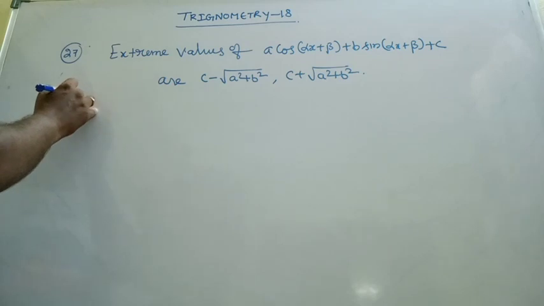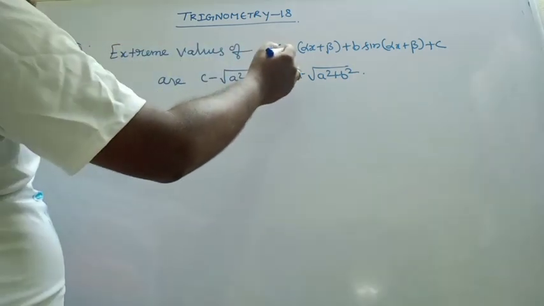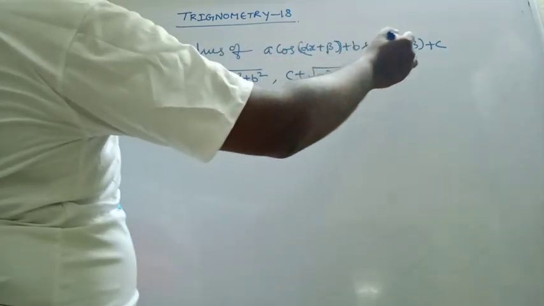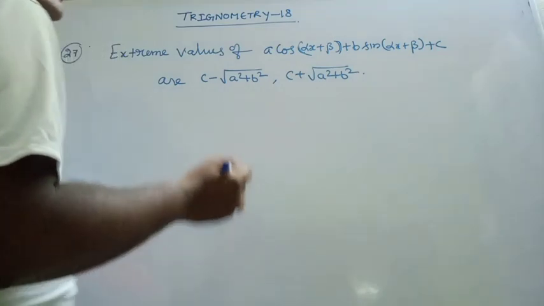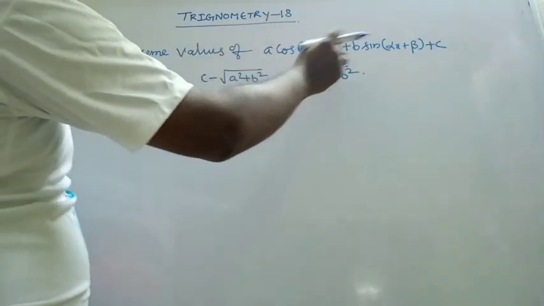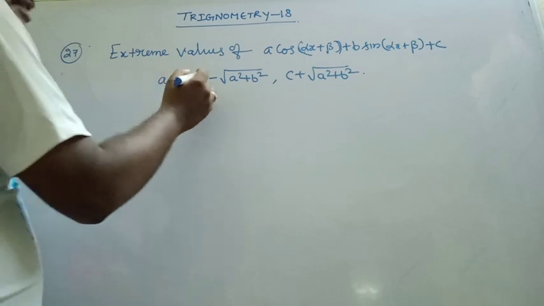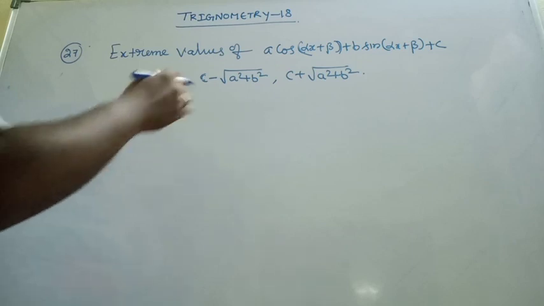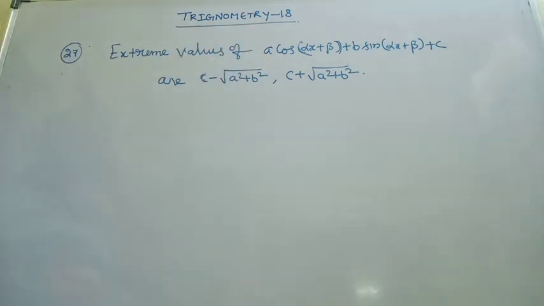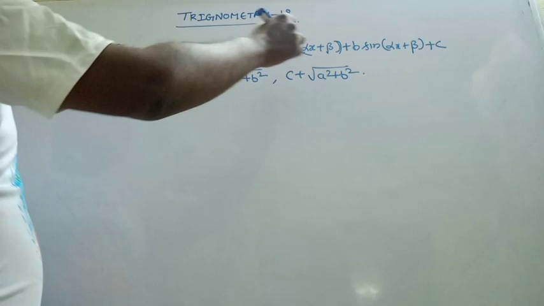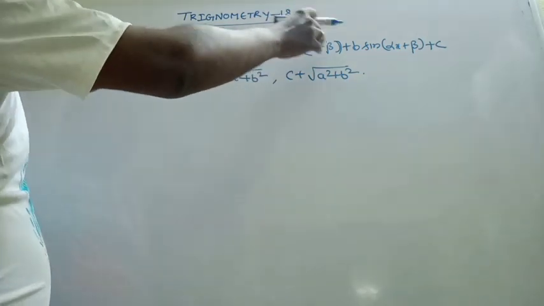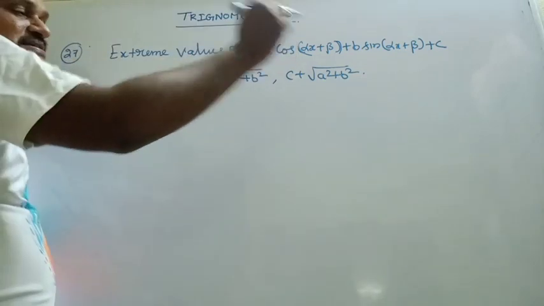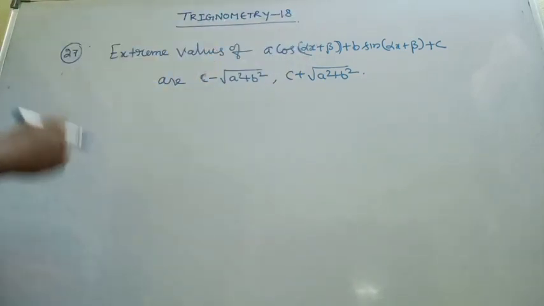Now see, my dear students, the extreme values of a cos of alpha x plus beta plus b sin of alpha x plus beta plus c, where a, b, c are constants and alpha, beta are also constants, are c minus root over a square plus b square and c plus root over a square plus b square. The same logic will apply here also, my dear students. Instead of x you have alpha x plus beta, some compound angle. Whatever angle is present within cos and sine, you will apply the same method and same proof.